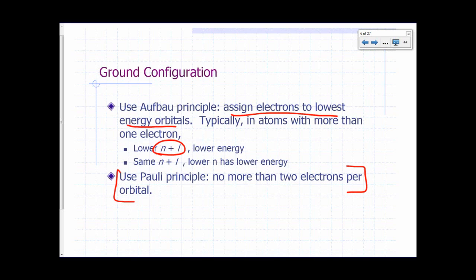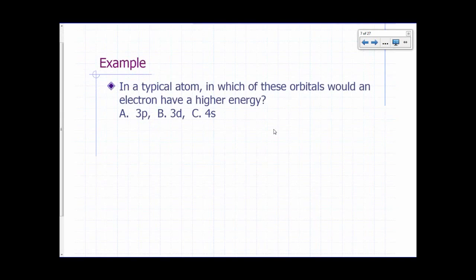Okay, so if you have two subshells that have the same n plus L, then you fill the subshell with the lower n first. Okay, this procedure for coming up with the ground configuration is known as the Aufbau principle, or the building up principle. So before we do that, let's just clarify. In a typical atom, in which of these orbitals would an electron have a higher energy? Then you go by n plus L, right?